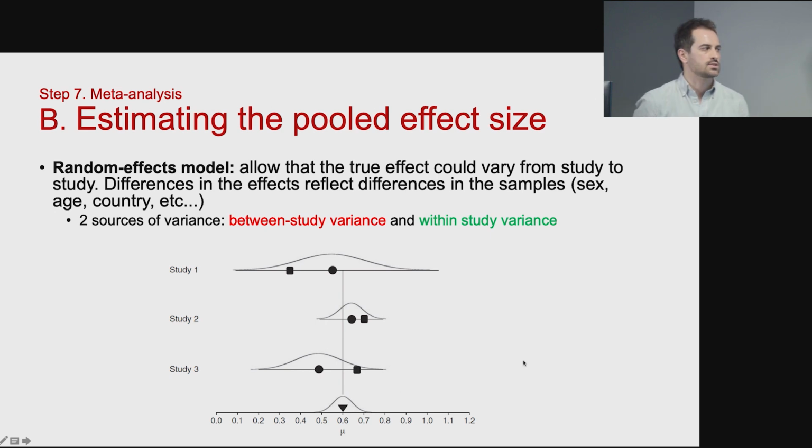And the consequence is that, as before, we have the between-studies variance, but here we take into account two sources of variance. As before, the between-study variance, so the difference between the observed estimate and the pooled estimate, but also the within-studies variance. And without going into further details, this is the model you have to choose. And if you want to choose the other model, you have to motivate why.